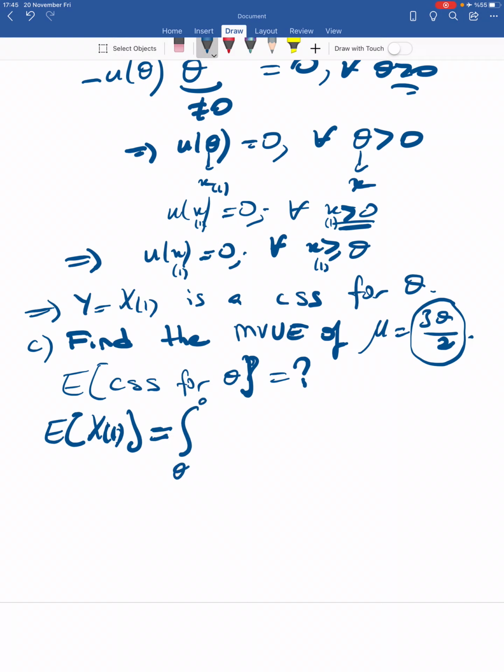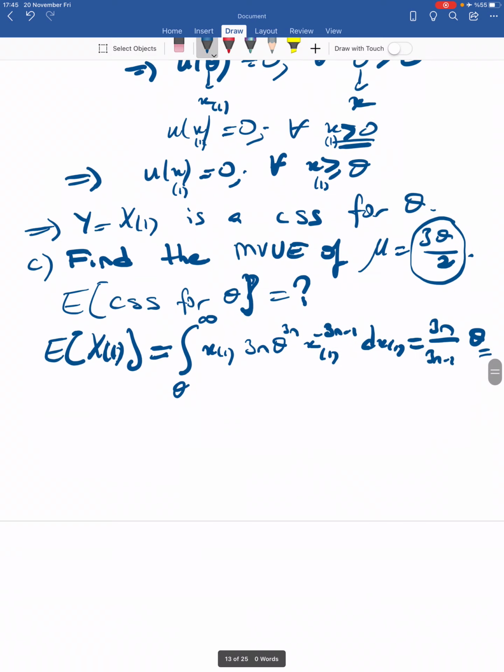Okay, so from theta to infinity, x1, and then write the PDF of the first order statistic here, x1 to the minus 3n minus 1, dx1. Okay, so at the end, when you do these calculations, you will get 3n over 3n minus 1 times theta. So it's a function of theta. So I can definitely find the minimum variance unbiased estimator of theta very easily. But I want to find the minimum variance unbiased estimator of 3 theta over 2. So it will be much easier.